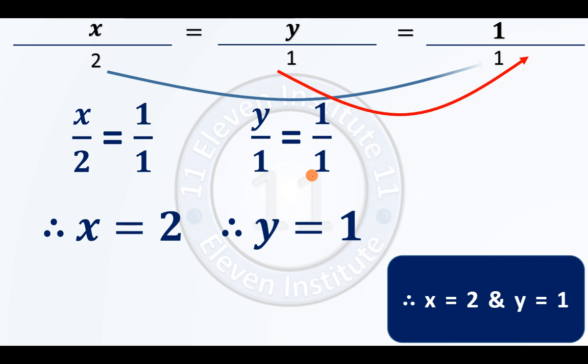I hope you liked this method. This is a very simple method of just 4 steps and you have the answer. But you have to take care of the signs. You have to take care of the multiplications. One wrong multiplication and the answer is wrong.